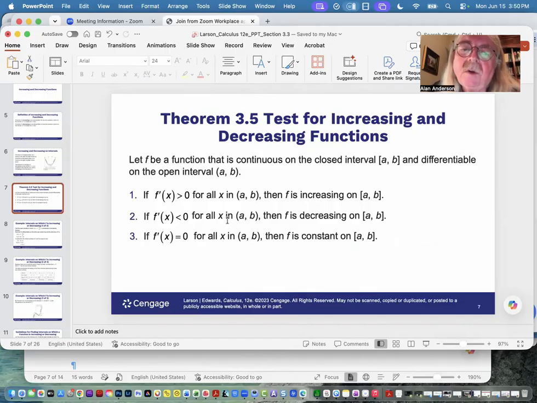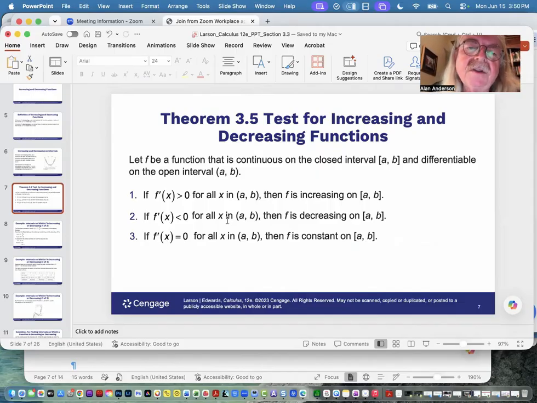The way it works is that if the first derivative is positive for all x in (a, b), then f is said to be increasing on (a, b). If f prime of x is negative for all x in (a, b), then f is decreasing on (a, b). And finally, if f prime of x is equal to 0 for all x in (a, b), then f is constant on (a, b).